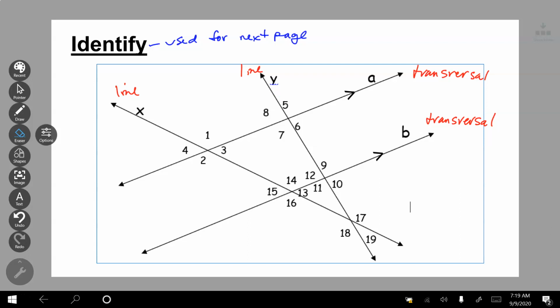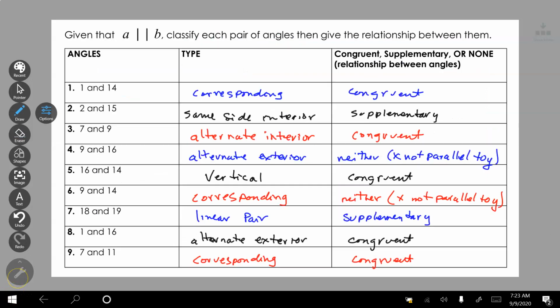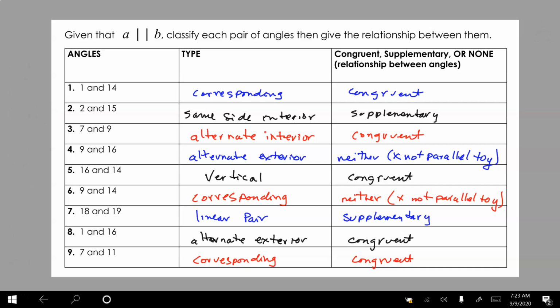Okay, I'm going to pause the video and I want you to do the next page and compare it to my answers. Okay, so here are all the responses, and sometimes they're congruent, sometimes they're supplementary, sometimes they're neither. So 9 and 16 are alternate exterior, but since X and Y are not parallel to each other, there's no relationship. And the same thing goes for 9 and 14. They are corresponding, but they're not congruent or none, because basically X and Y are not parallel to each other.